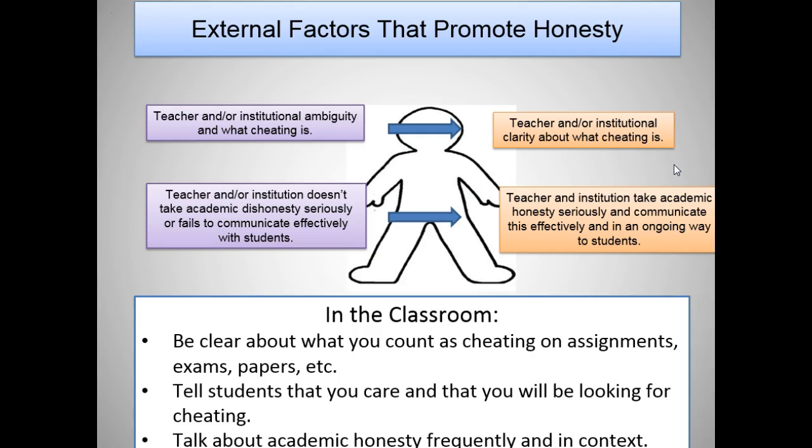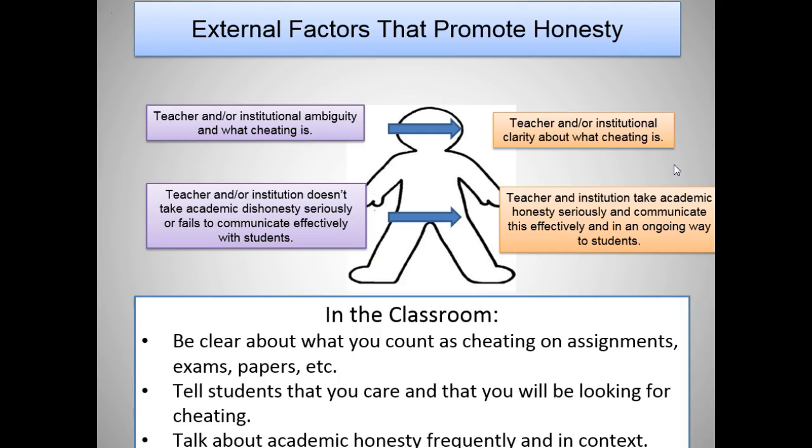We're not an institution that cheats. Cheating is wrong, and here's why. Front Range is not the kind of place that's for cheaters, that sort of thing. So what can you do? You can be clear about what you count as cheating. On assignments, exams, and papers, are students allowed to collaborate or not? Can they look on the web? Can they use their notes? Can they use their books? Be clear about what cheating is and what cheating isn't.